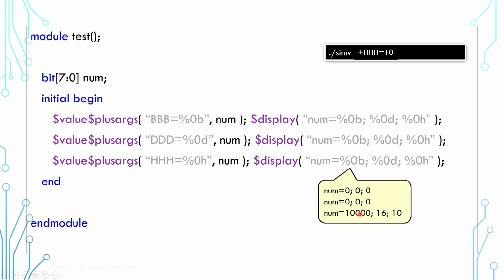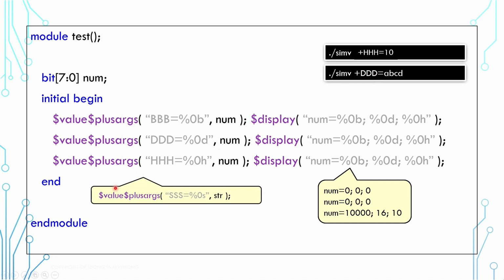10000 in binary. Now, if you try to provide an illegitimate value to the simulation argument, for example, if you try to provide ABCD as a decimal number, then the simulator will complain. One extra note before we go, the value can also be of string type and this is used heavily in UVM.